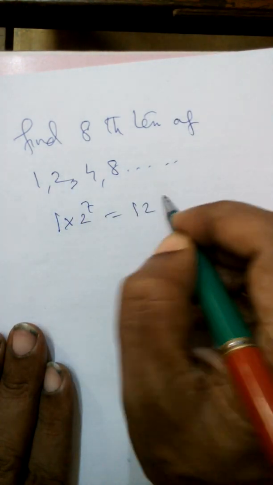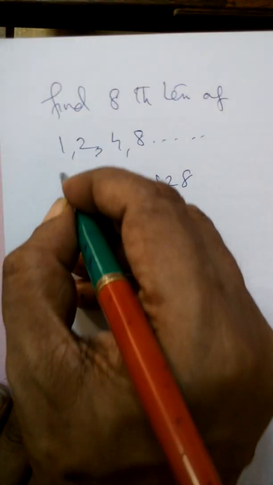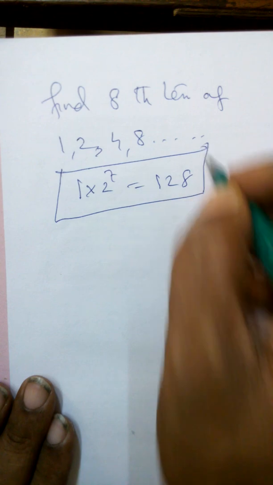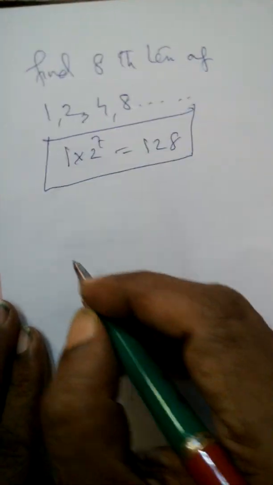So your answer will be 128 this way. But this is a very normal idea, no formulas I have applied. Now let us have some formula of geometric progression to reach the nth term. Yes, we have a formula.